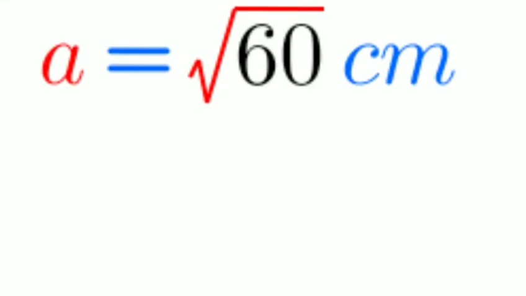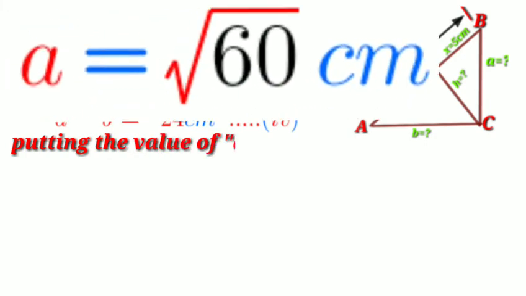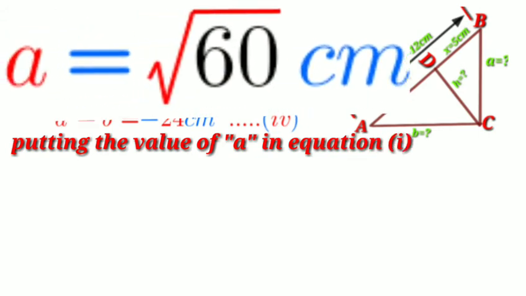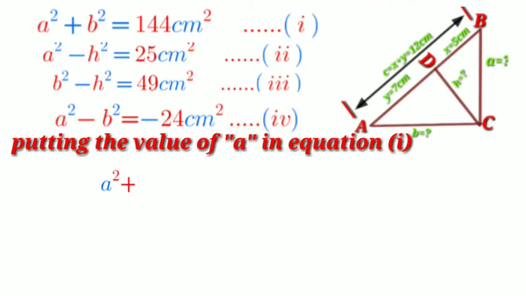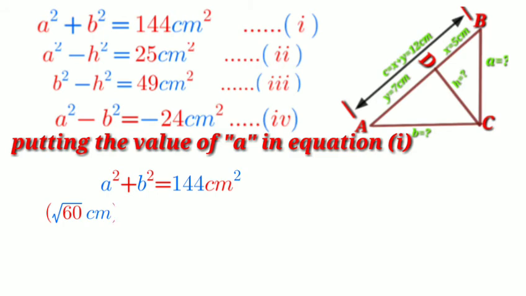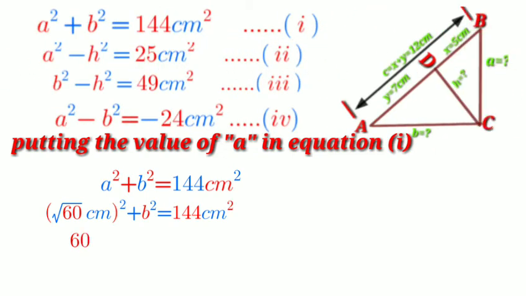We can get the value of B by putting the value of A in equation 1. A square plus B square is equal to 144 square centimeter. So under root 60 centimeter whole square plus B square is equal to 144 square centimeter. So the value of A square becomes 60 square centimeter.